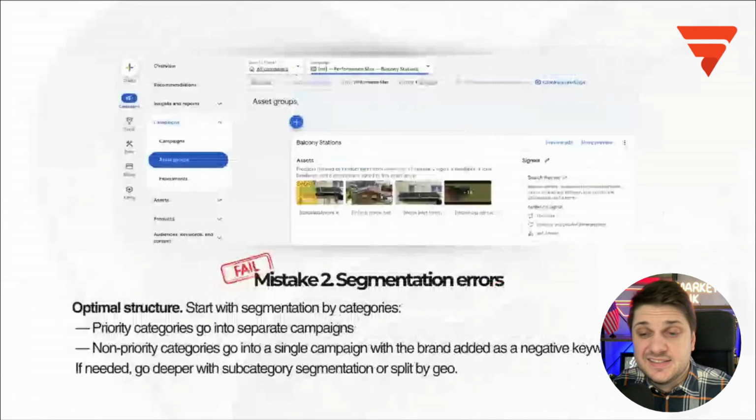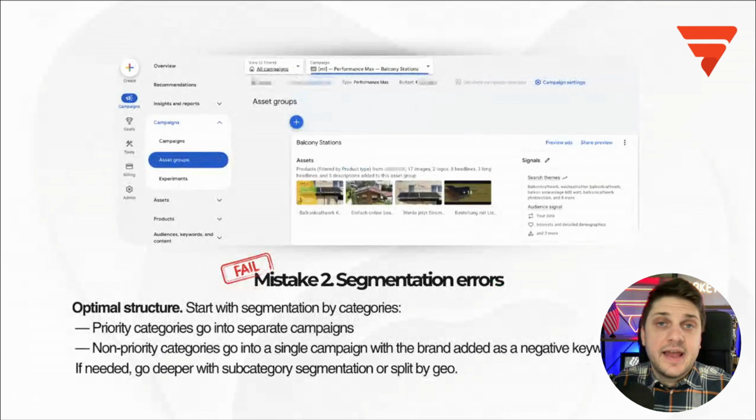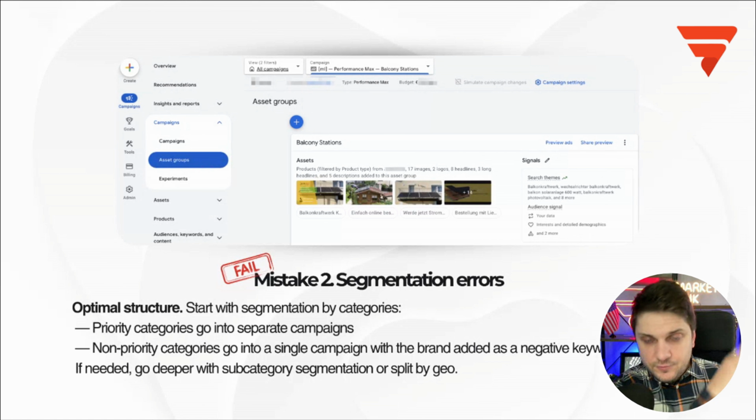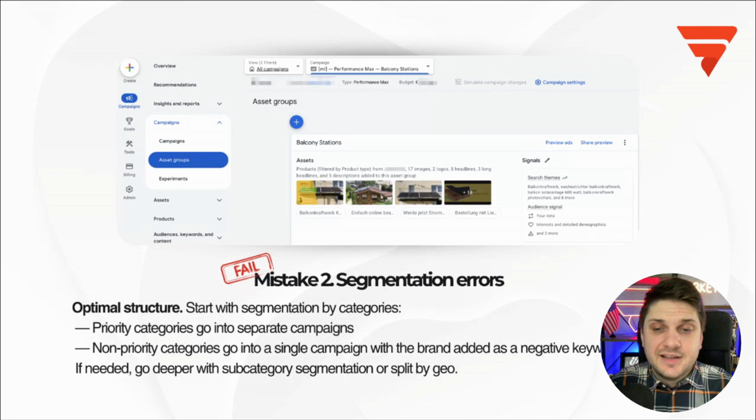Second mistake is segmentation error. Ideally, if you have different categories, you should create a separate campaign for the top priority categories. For other priorities, it's also better to have separate campaigns, and the rest of your products you can set in one big campaign. In this one big campaign, you would be able to add your previous top priority categories as negative, add brand names as negative, and continue segmenting depending on results.